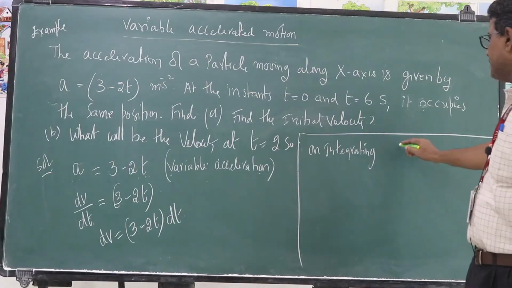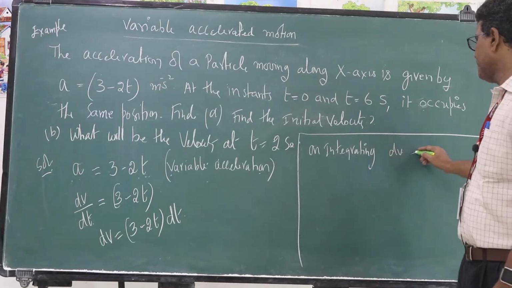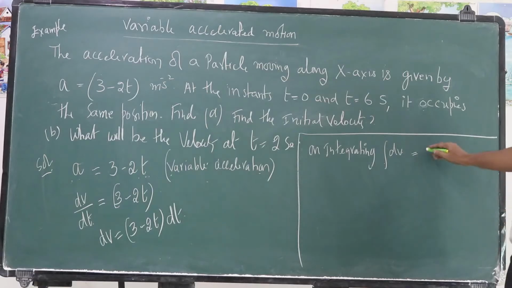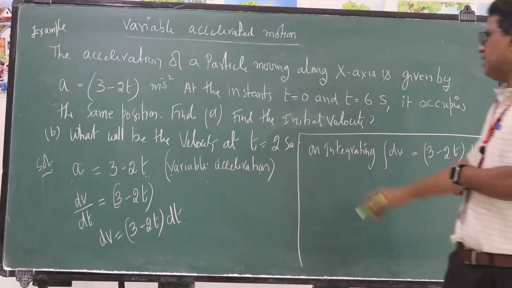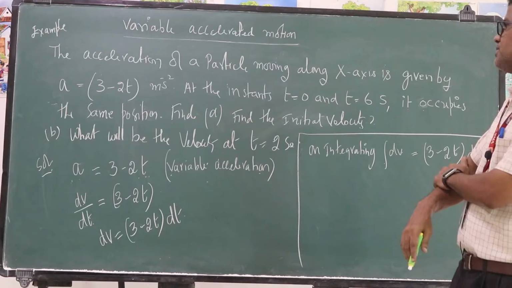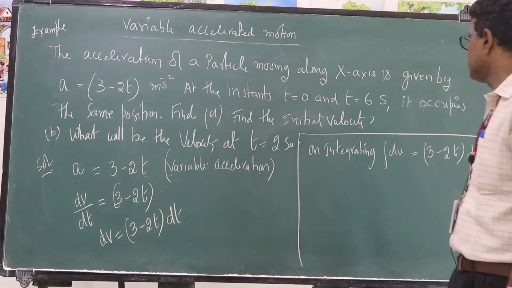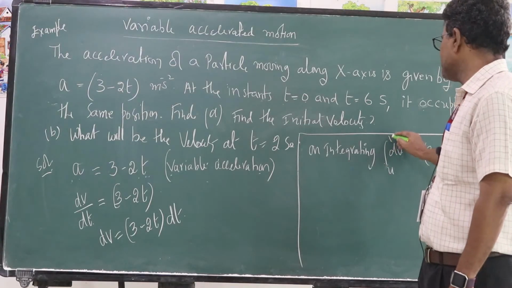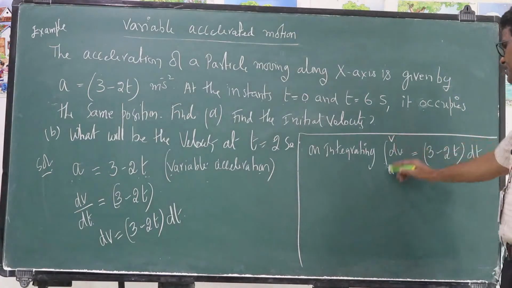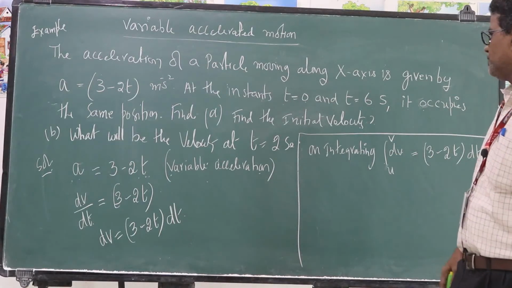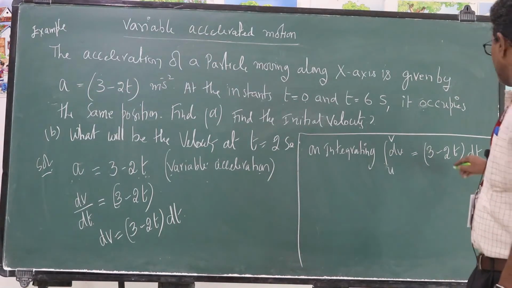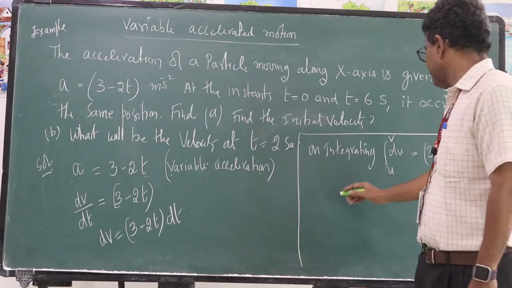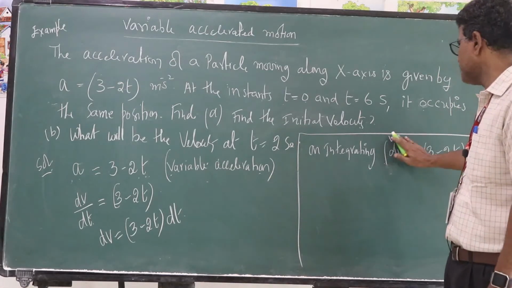So what will you get? Integral dv is equal to integral of (3 minus 2t) dt. We want the initial velocity, that means at the instant t is equal to 0. So I take the initial velocity as u, and velocity as a function, which I write as v. So we integrate from u to v on the left, and 3 minus 2t dt on the right. First, you write velocity as a function of t.